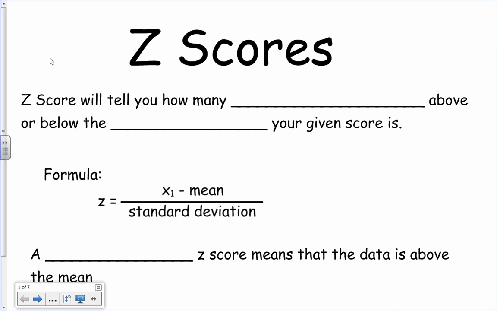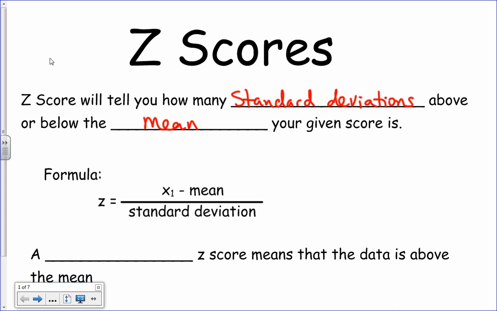Like, we have, what percentage is below 73? And you found 73, added up all the percentages below. Okay, z-scores will tell you, listen up now, how many standard deviations above or below the mean your given score is.